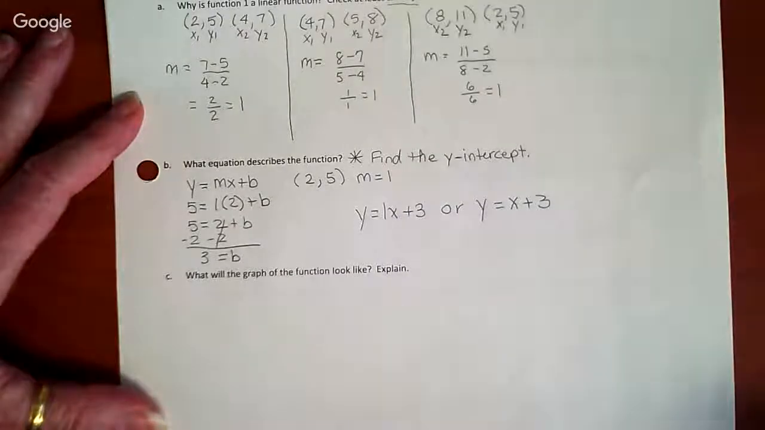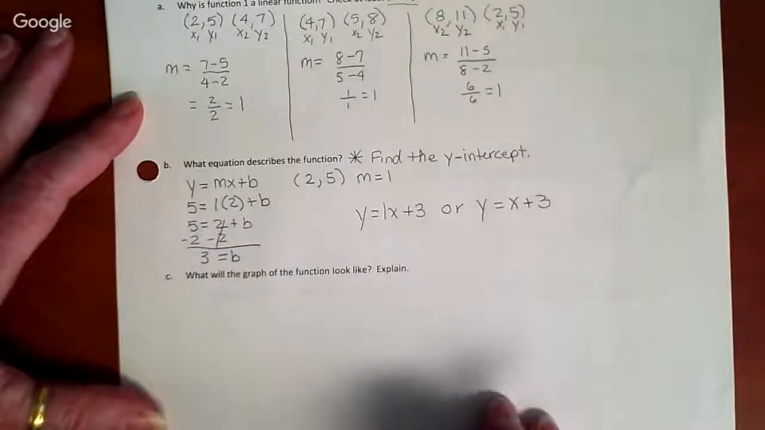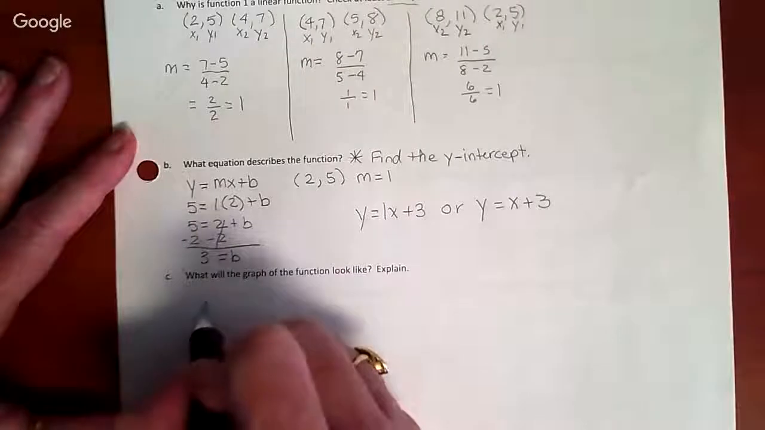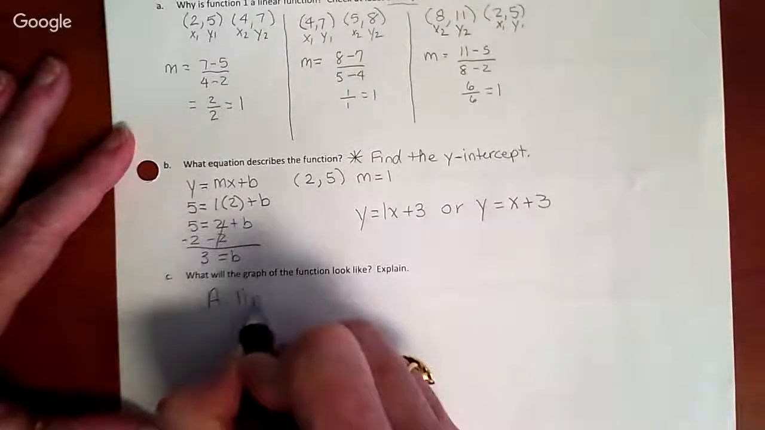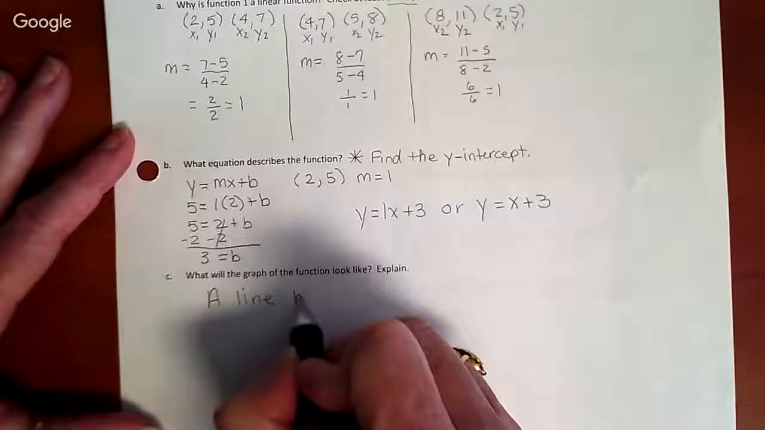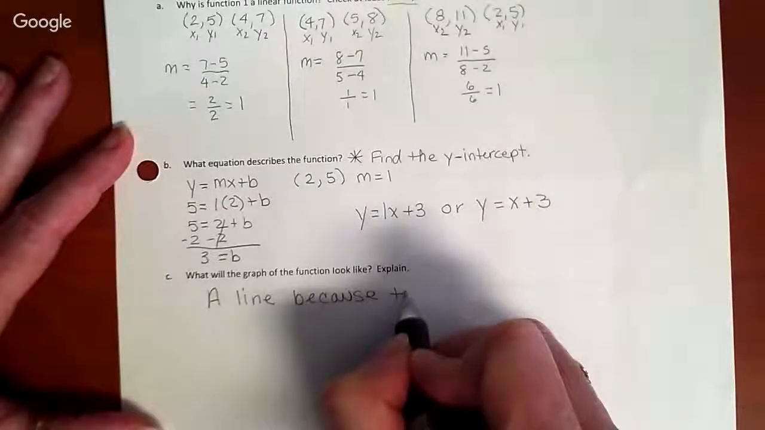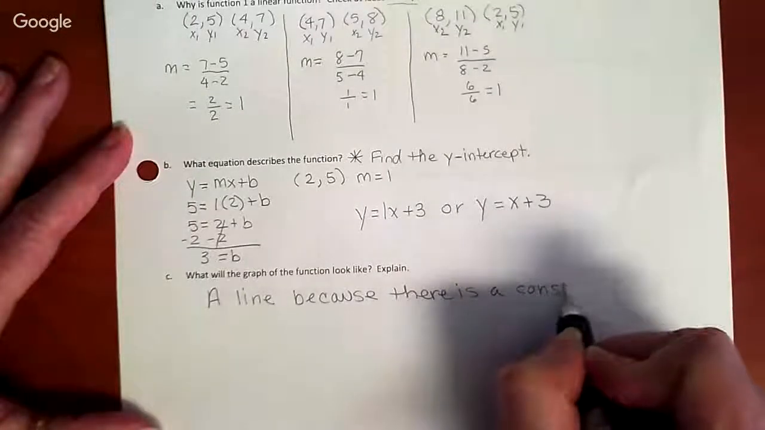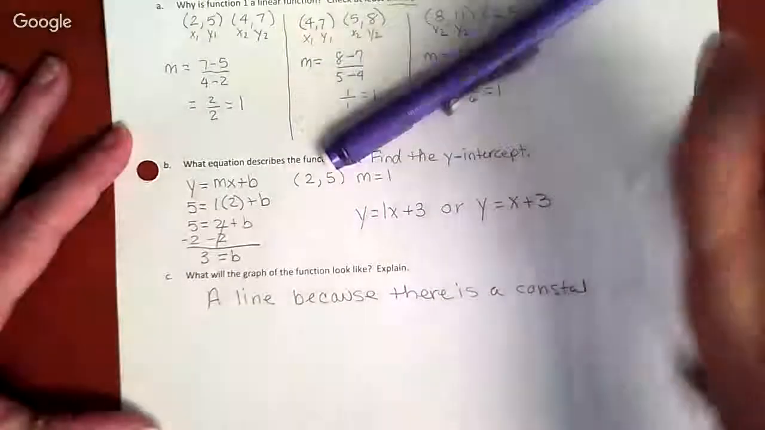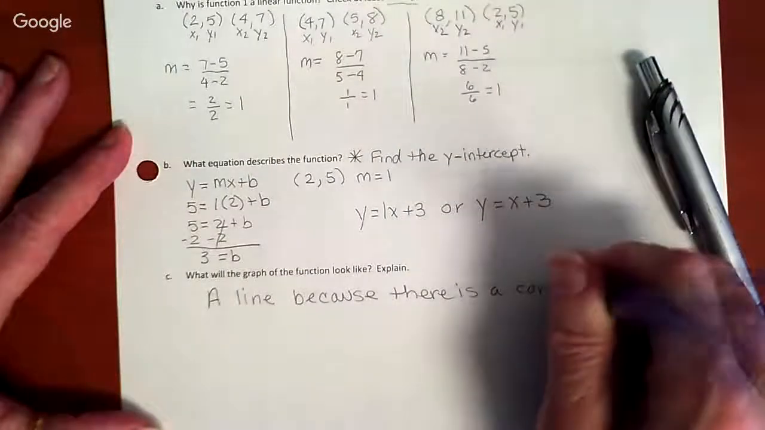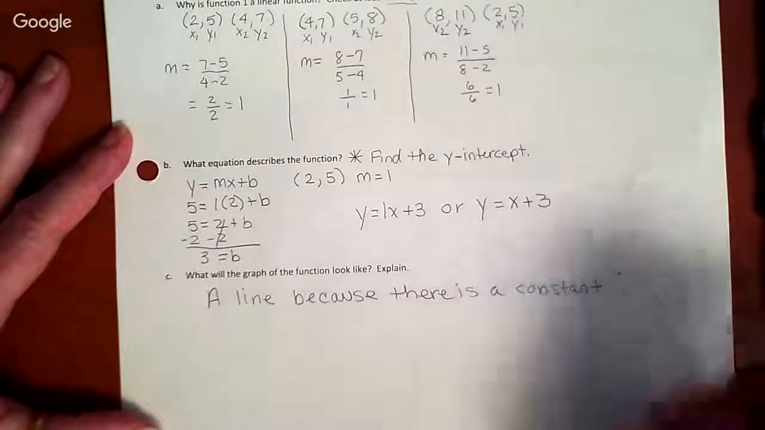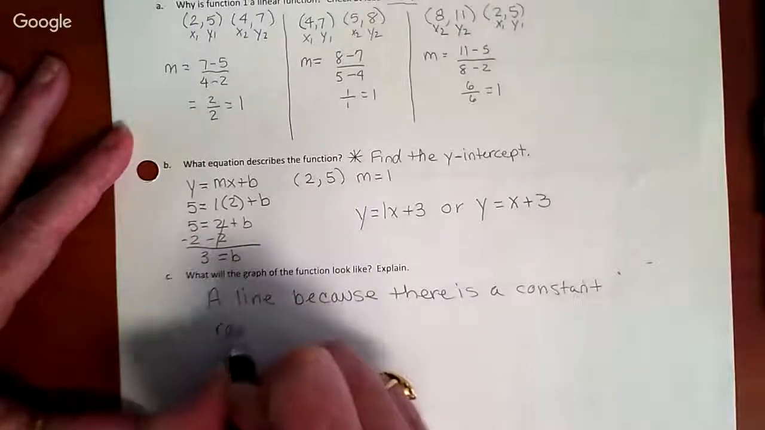It says, what will the graph of the function look like? And explain. Well, it would look like a line, because there is a constant rate of change. Oops, if I can spell constant. Trying to write too fast.